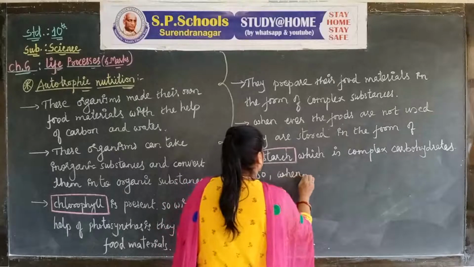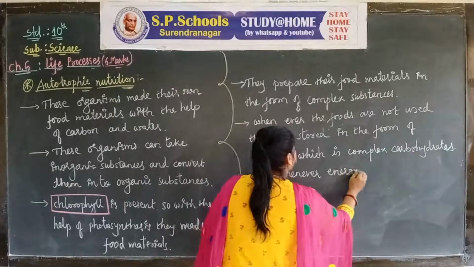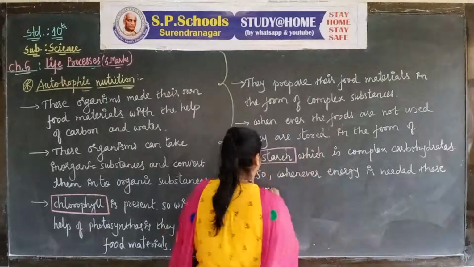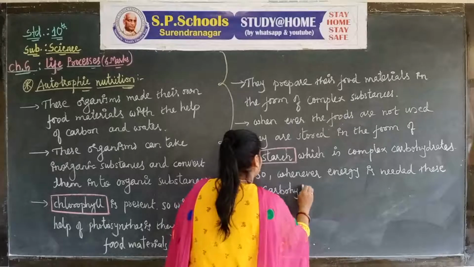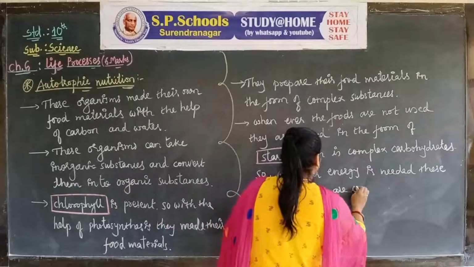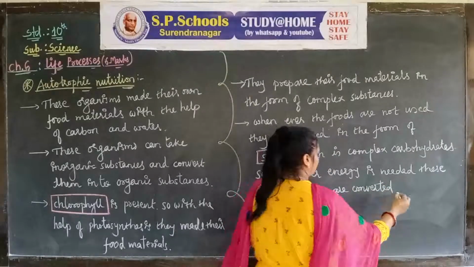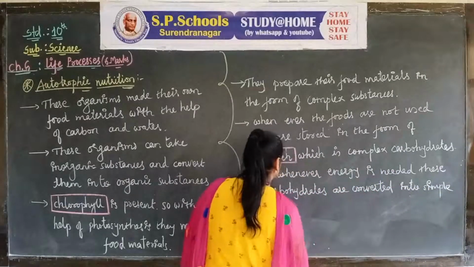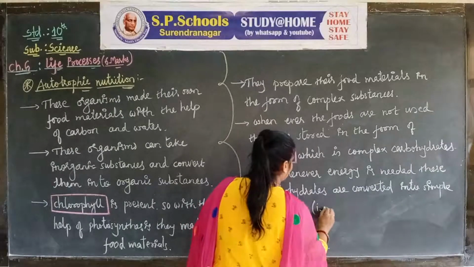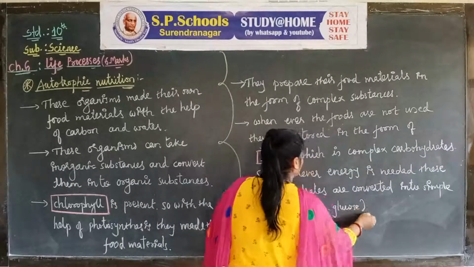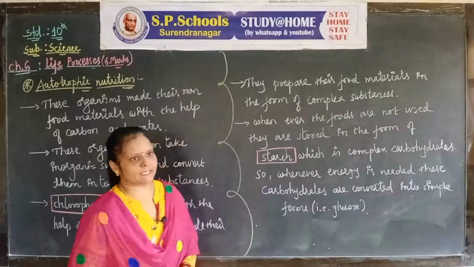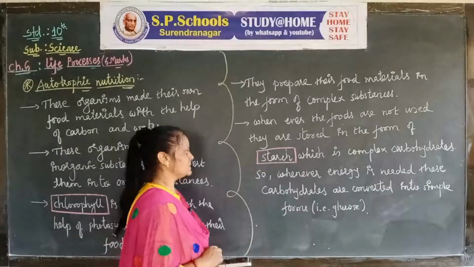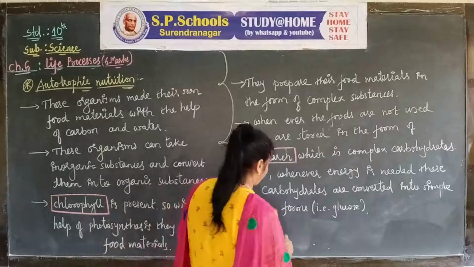So whenever energy is needed, these carbohydrates are converted into a simple form, that is glucose. Whenever energy is not used, it is stored in the form of starch, and whenever energy is needed, these carbohydrates are converted into simple form, in the form of glucose.